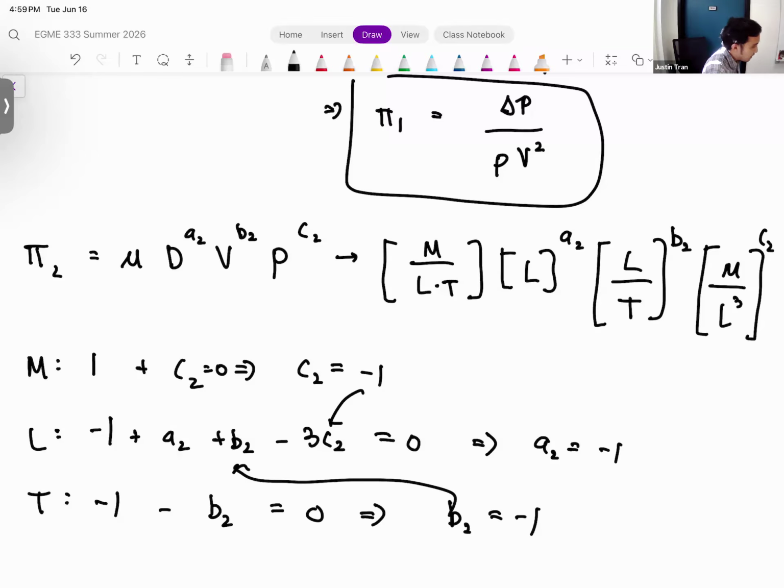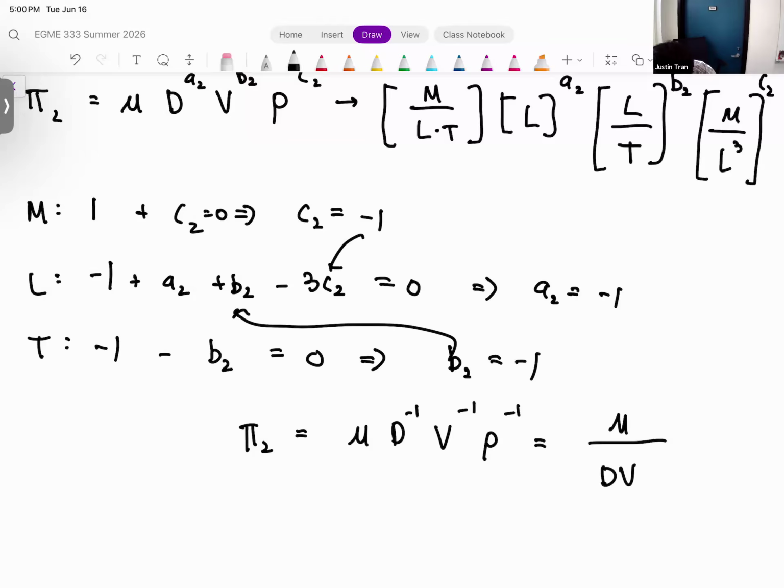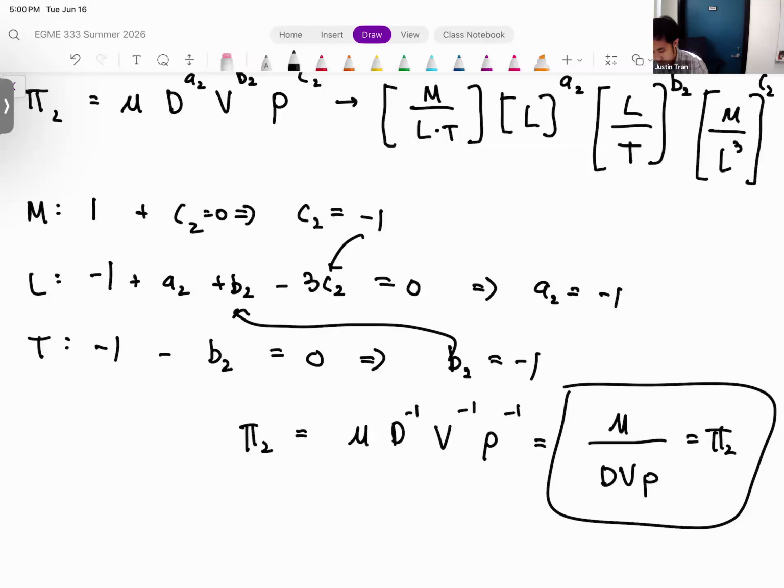All right, and so with that, we can form our second dimensionless variable. Pi2 is equal to viscosity multiplied by diameter raised to the -1 power, times velocity raised to the -1 power, times the density raised to the -1 power. Which means that all three of our repeating variables are going to be in the denominator. So this is going to be mu divided by d times v times rho. All right, and so that's it. That's the extent of the math that you'll have to do in dimensional analysis.